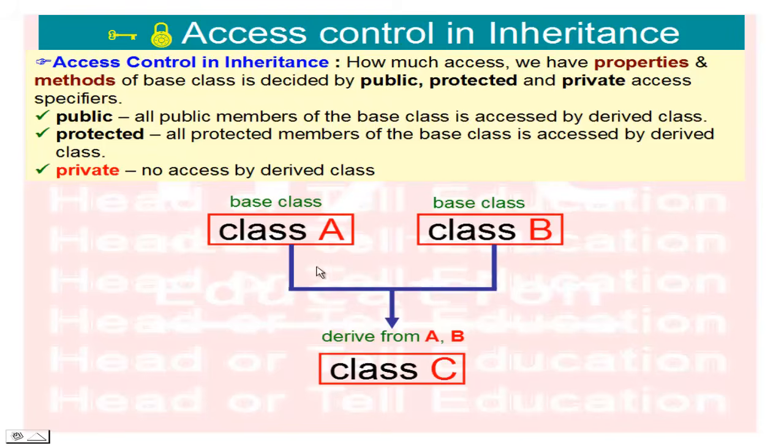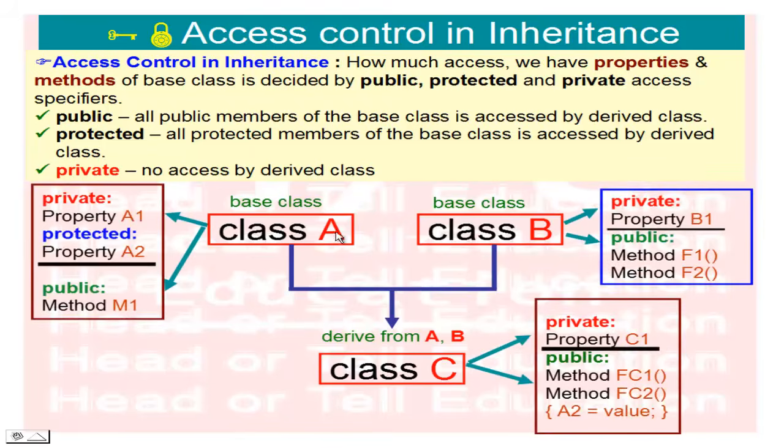In this structure we have two base classes, class A and class B. Using both classes I derived class C. In class A we have the private member A1, protected member A2, and one public method M1. Likewise in class B we have the private property B1 and public methods F1 and F2. And using both classes I derived class C. In class C we have one private property C1 and two public methods FC1 and FC2.